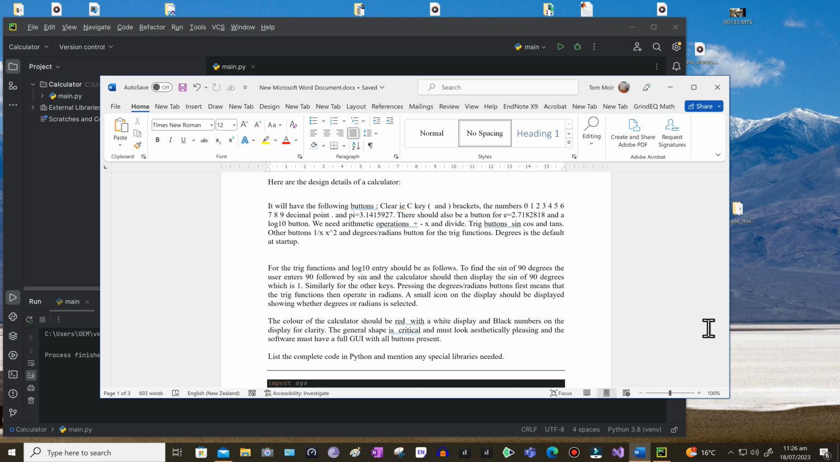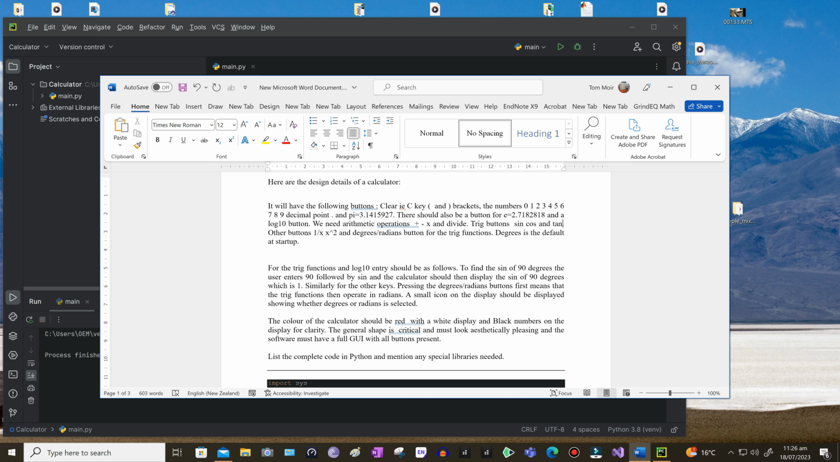We need arithmetic operations: plus, minus, times and divide. Trig buttons: sine, cos, and that should be tan. I put "tans" by mistake, I noticed, but it obviously knew what that meant. Other buttons: 1 upon x, x squared, and degrees to radians buttons for the trig functions. When I got the first version, it had a button for radians and degrees, and it seemed to use that just as a conversion button. So if you typed a number into the calculator, it thought it was degrees and converted it into radians, which isn't what I wanted.